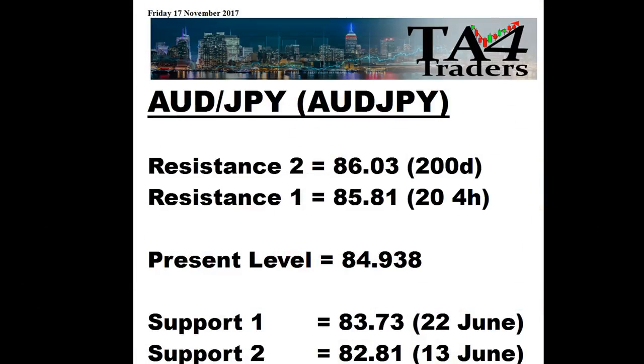Looking at the support and resistance levels, first resistance is at the 20 from the 4-hour, 85.81. Then second resistance at the 200-day, 86.03, and you've got to go all the way back to June for supports. 83.73, that was the low 22nd of June. 82.81, that was the low 13th of June.